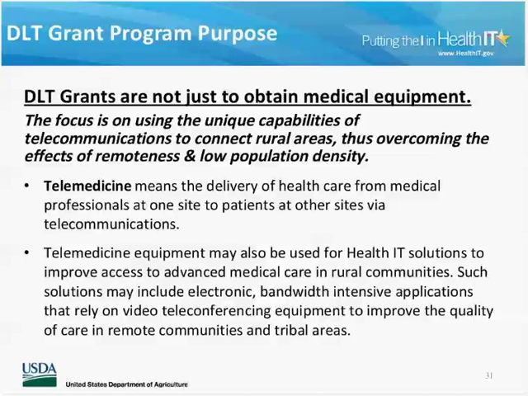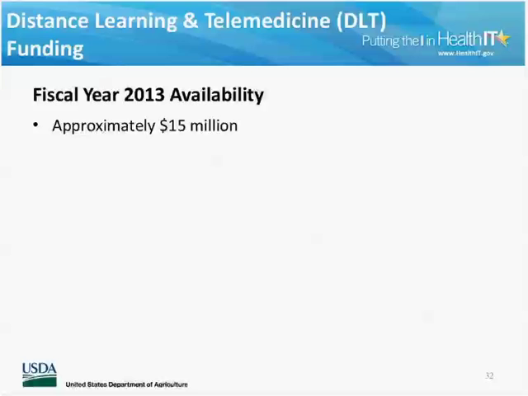So some of the solutions may include electronic bandwidth-intensive applications that rely on video teleconferencing equipment to improve the quality of care in the most remote rural areas, tribal areas, and ensure that our farming and ranching communities get the best possible care that our urban counterparts receive.